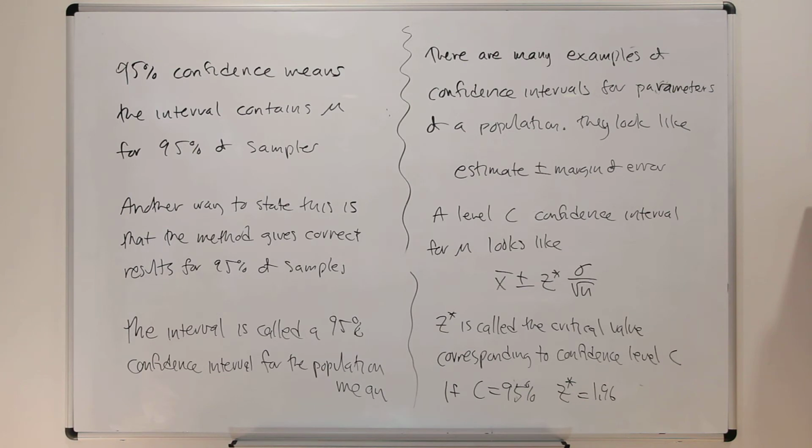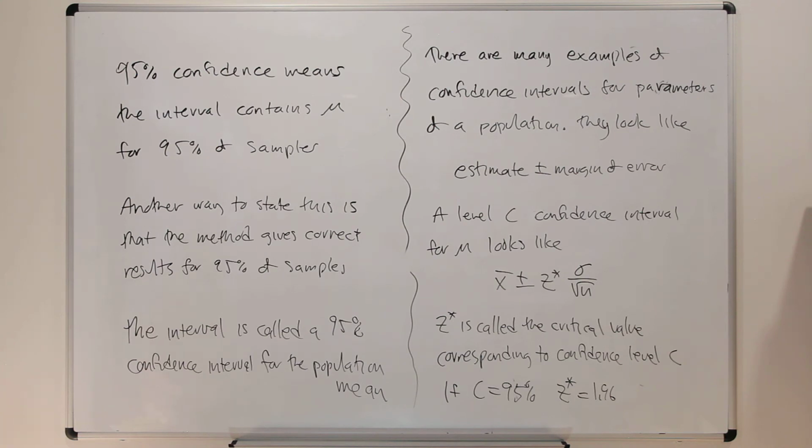There are many other examples of confidence intervals for other kinds of parameters, for different kinds of populations. They all look the same as our confidence interval, which is an estimate for the quantity. So we're trying to estimate the population mean using the sample mean, plus or minus a margin of error. The margin of error is how much of a difference you might expect to see between the estimate and the actual value. And if you go out that distance from the estimate, you have a good chance of capturing the true value, and that's what confidence intervals do.